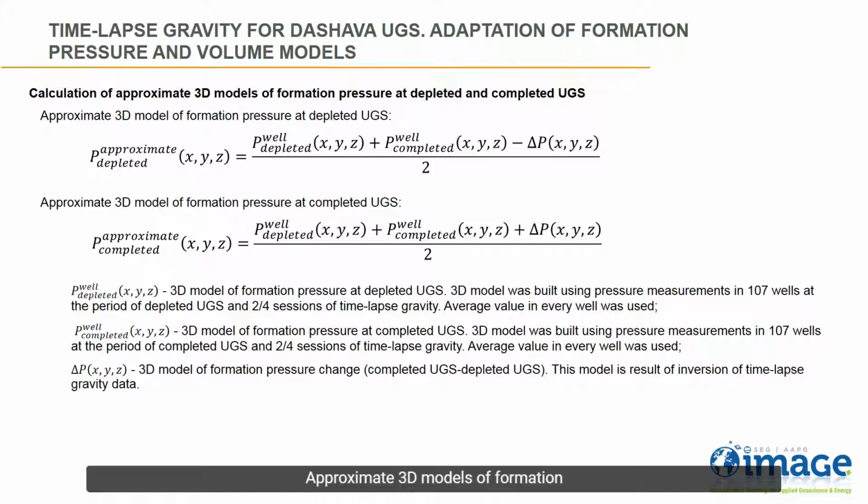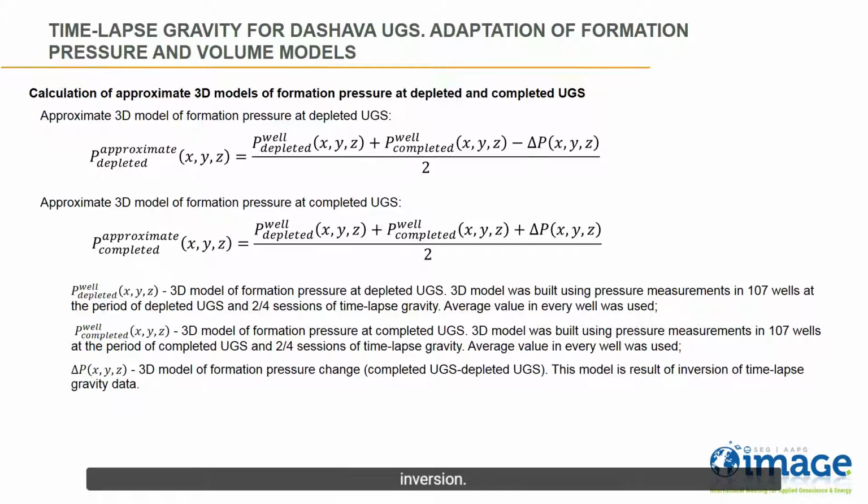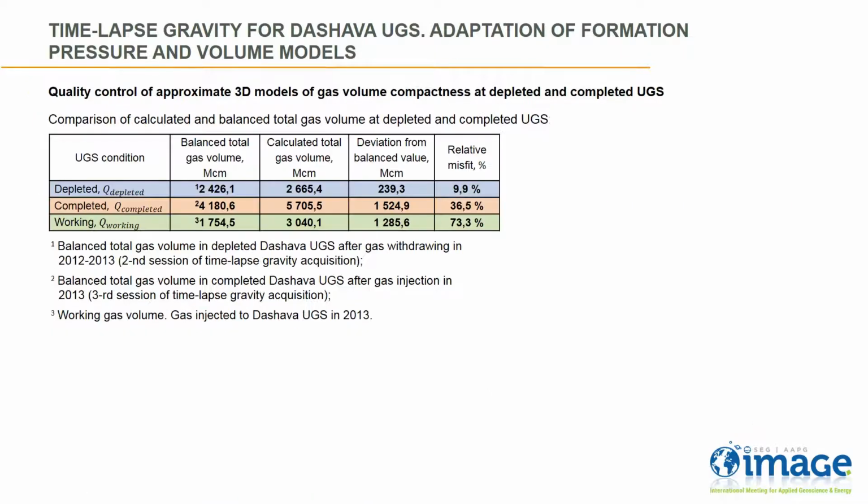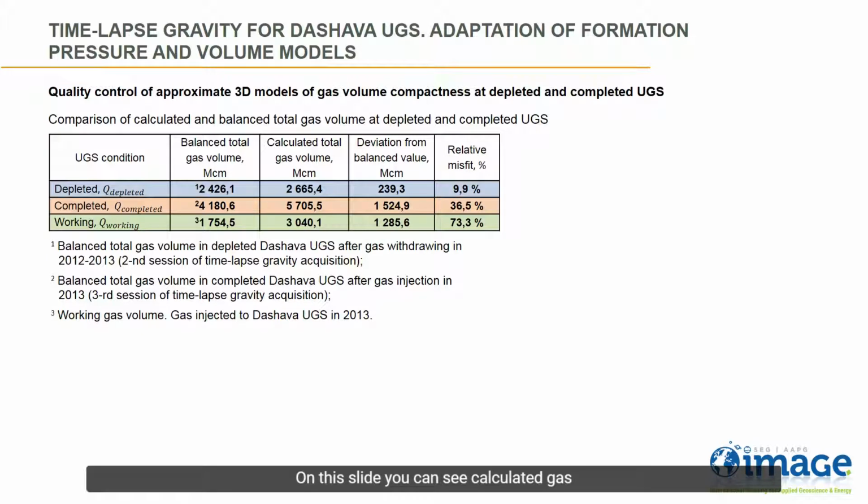Approximate 3D models of formation pressure were created using 3D models of formation pressure by wells on depleted UGS and completed UGS, and a 3D model of formation pressure change was obtained as a result of time-lapse gravity data inversion. Using approximate 3D models, the gas volume was calculated at depleted and completed UGS for adaptation to balanced values. On this slide, you can see calculated gas volume on different UGS stages before adaptation compared with balanced values.